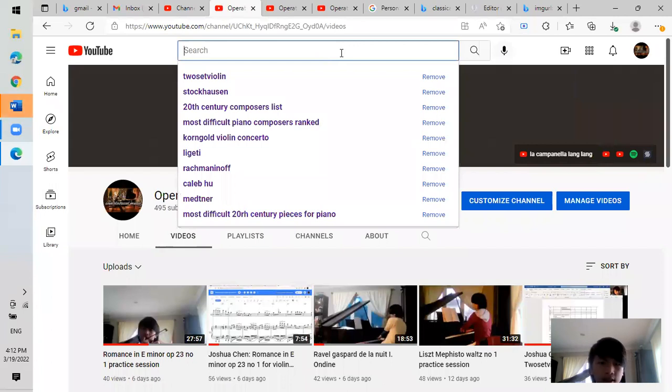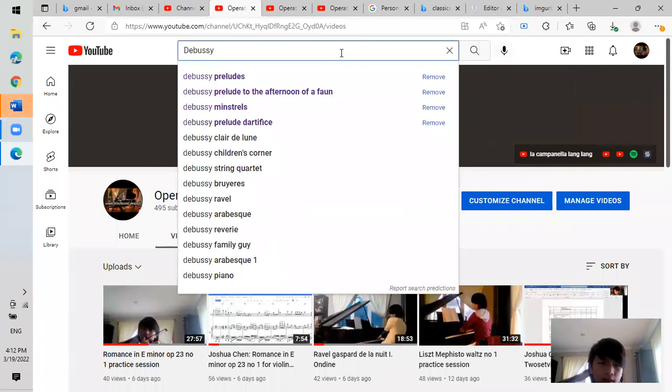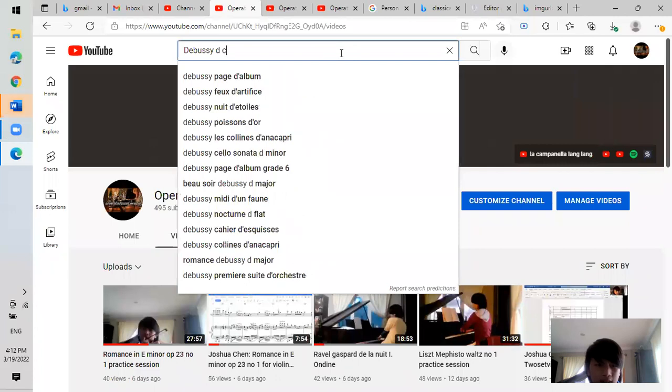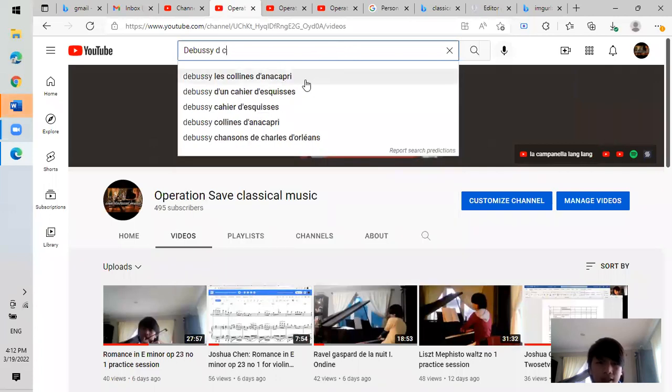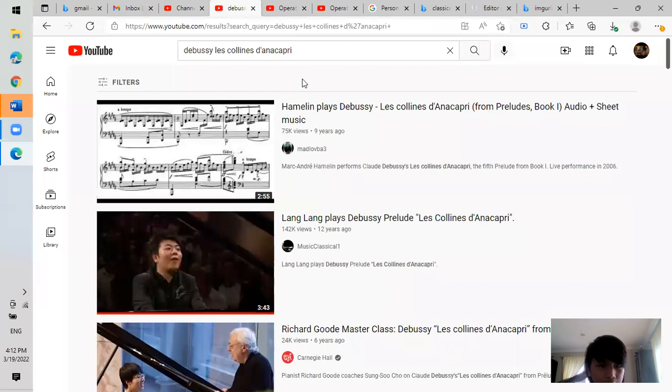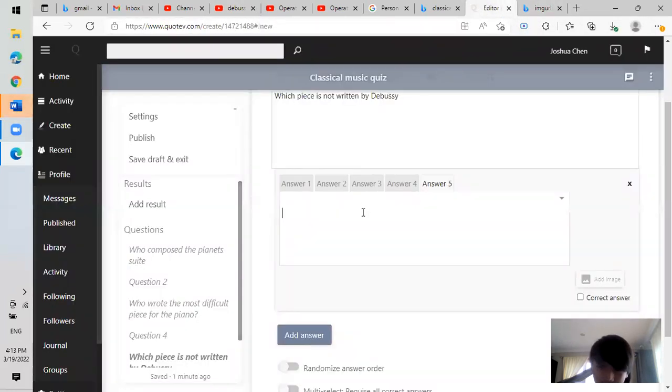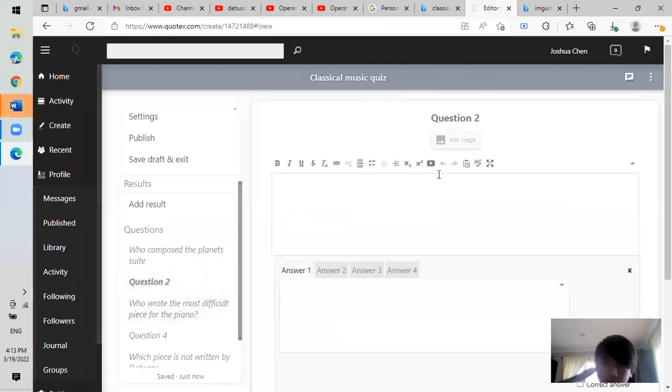Okay. Huh. What's that? The colonists, the and a cap rate. Say the name. Les colonists, the and a capri. I think it's, they say his name. Yeah, its name. Righty, let's go. Question.